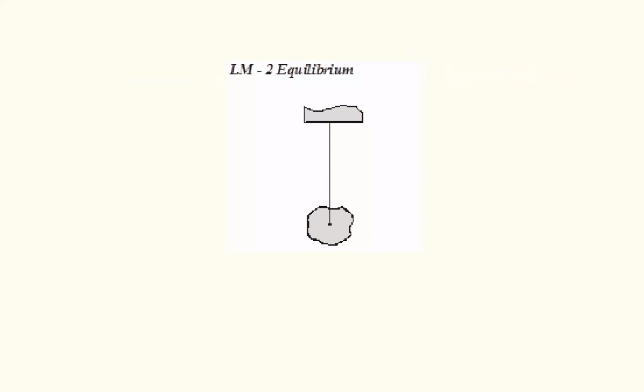Okay, our first problem is LM2 equilibrium. As you can see, it's like a rock hanging off of a string that's attached to a ceiling. And this is in equilibrium. With all of these problems, the first thing I want to draw is my gravitational force. So I draw that, and I'm going to label it F sub g.